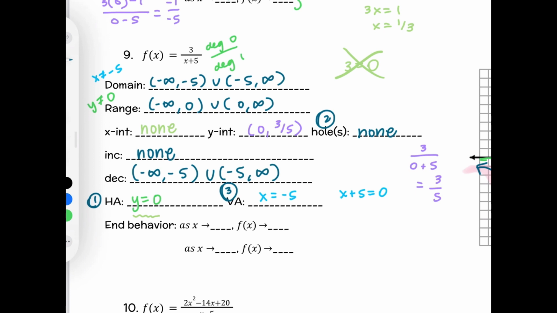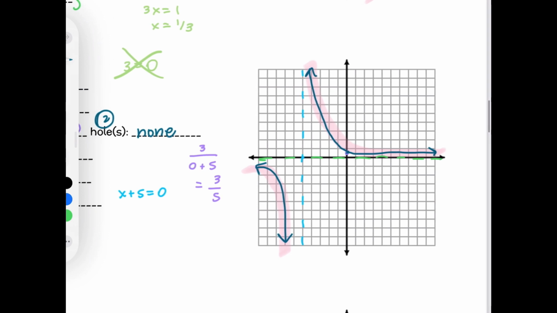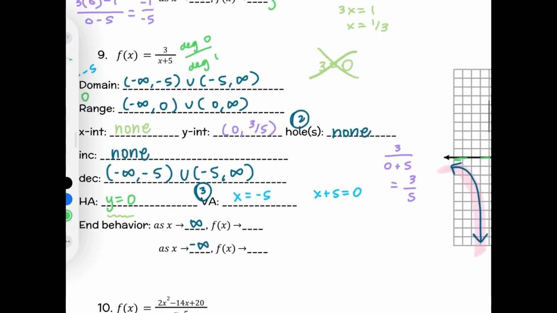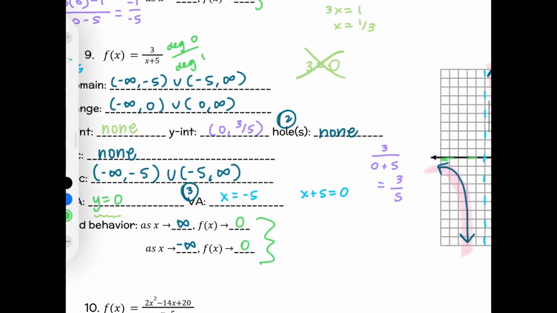And then for end behavior, so we know these are going to be infinity and negative infinity. So let's go look at our graph, even though you could do this without looking at the graph. So as x goes to infinity, this arrow is approaching our horizontal asymptote. So it's approaching y equals 0. So on the right half, we're approaching 0, which, like I said, if you have a horizontal asymptote, these should both be 0. Okay, and you can see on this side, this graph is leveling off and it's approaching 0.